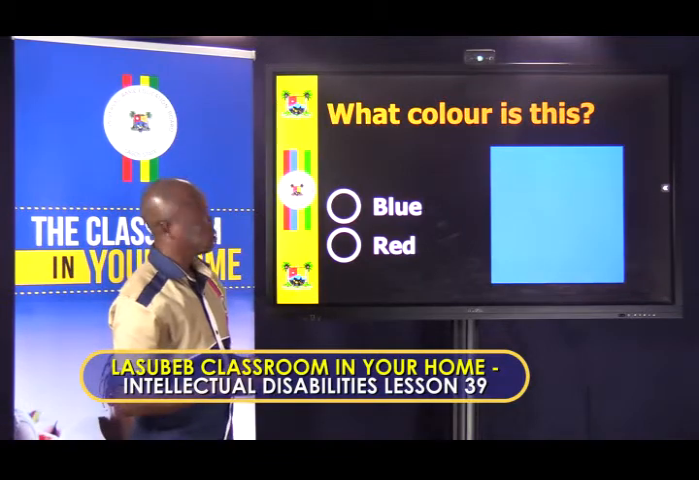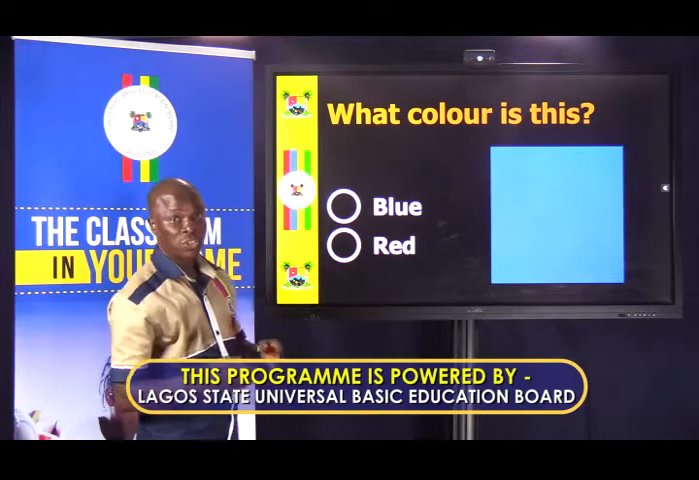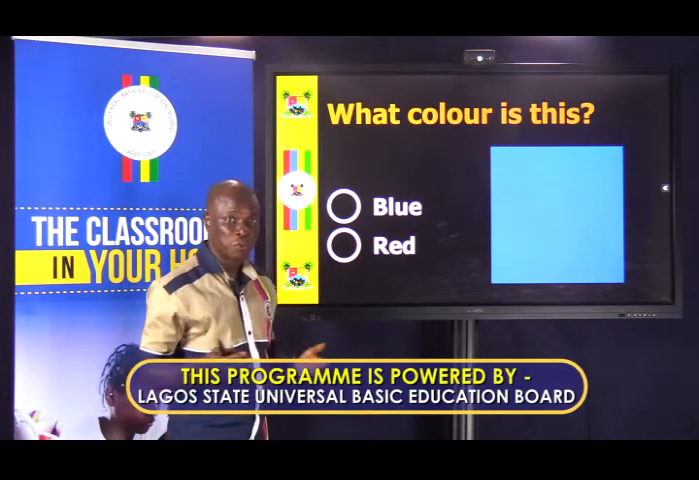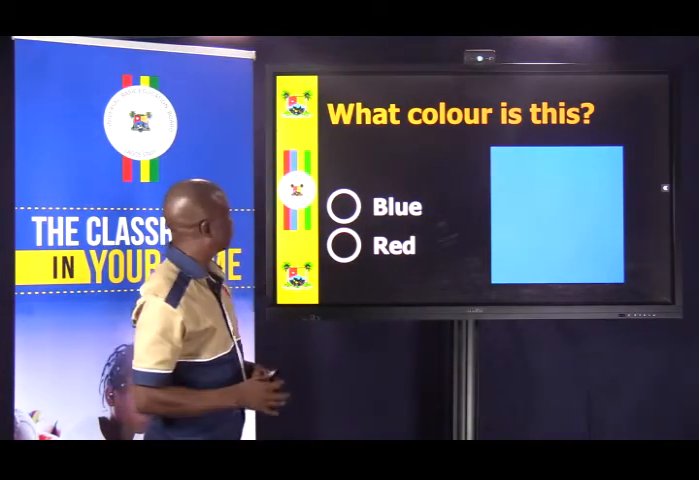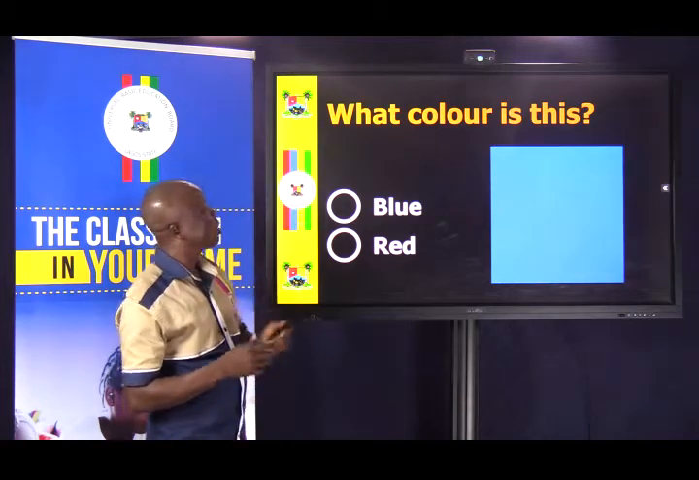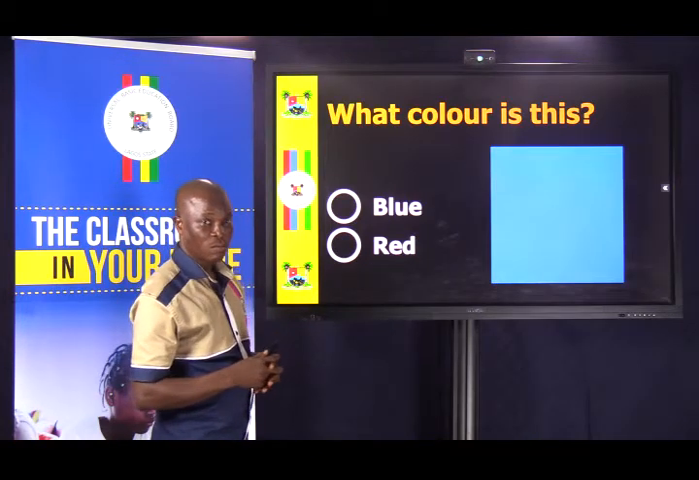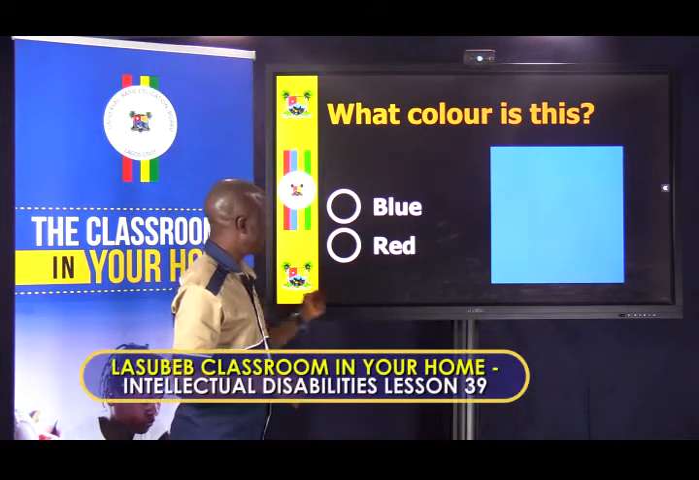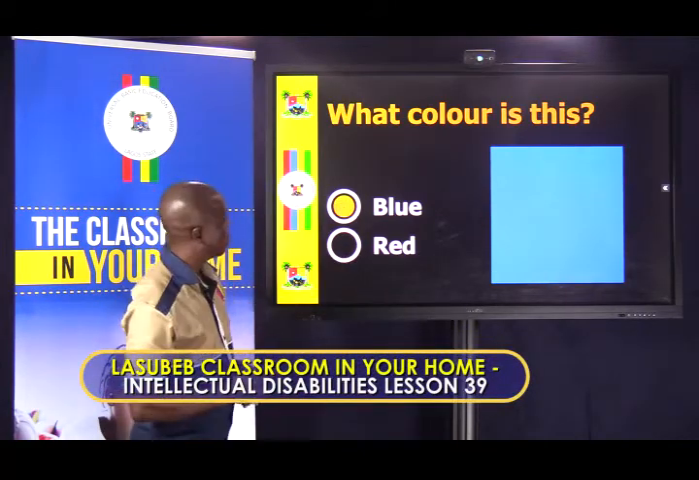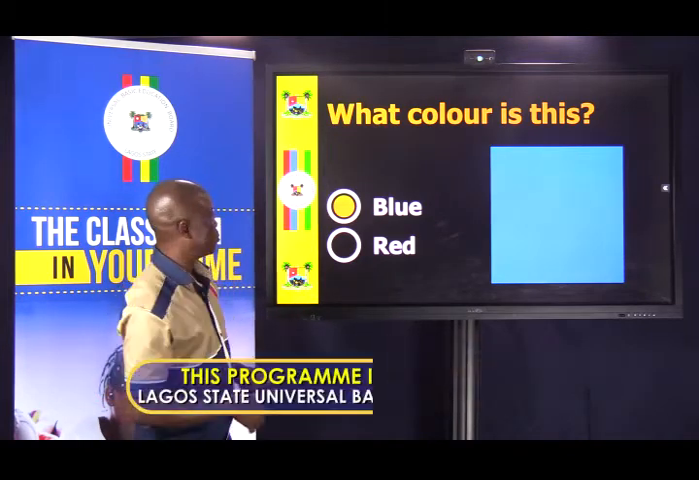Yes. This is about colors. You remember this lesson? We treated colors, different types of colors, blue, green, red, the primary colors, the secondary colors, and other colors, brown. And so, what color is this? You can see it on the screen. Have you picked your answer? Let's check. Blue. This is color blue. Good job, you.